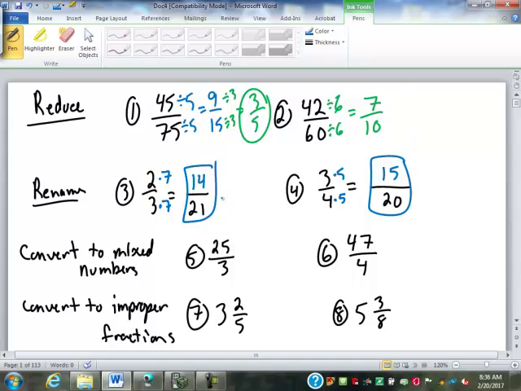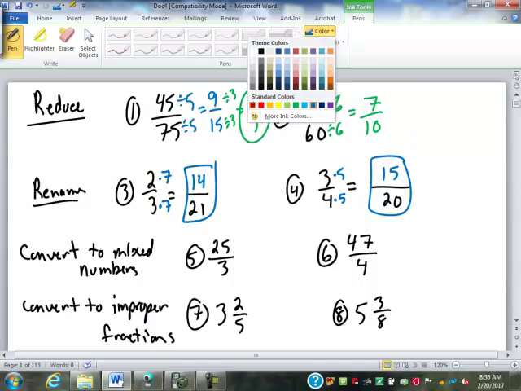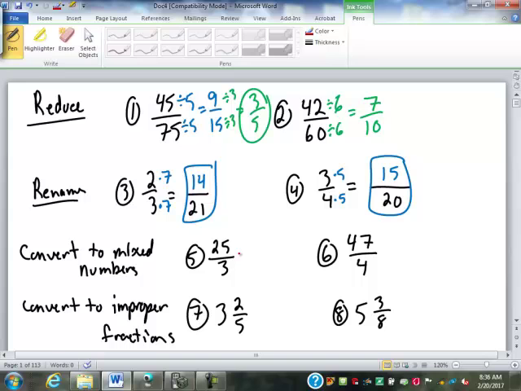Okay. Converting into mixed numbers. How many times does 3 go into 25? 8 with how many left over? 1/3 left over. Good. 4 goes into 47 how many times? 11 with how much left over?